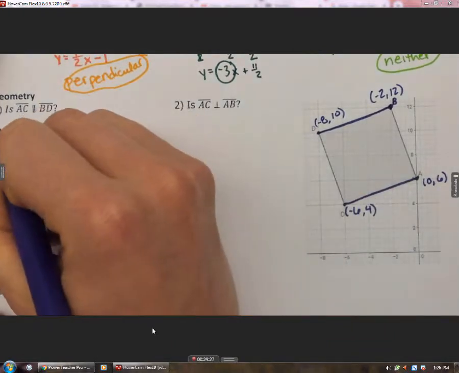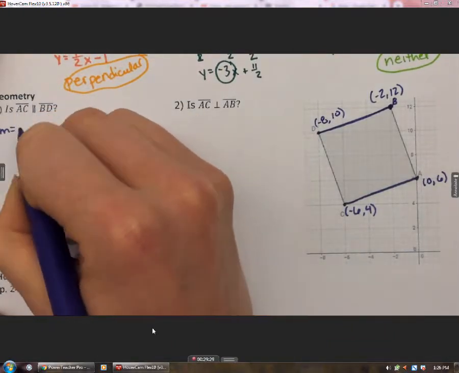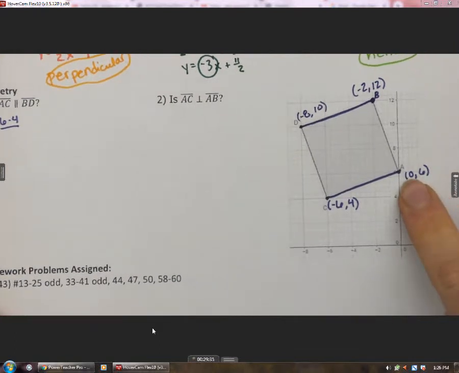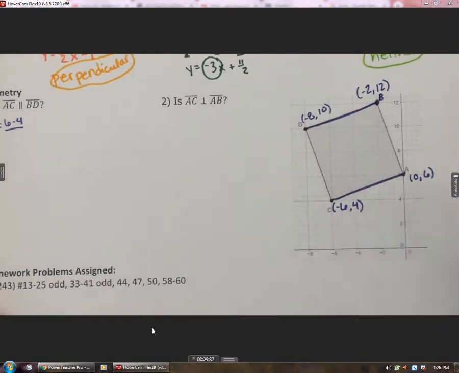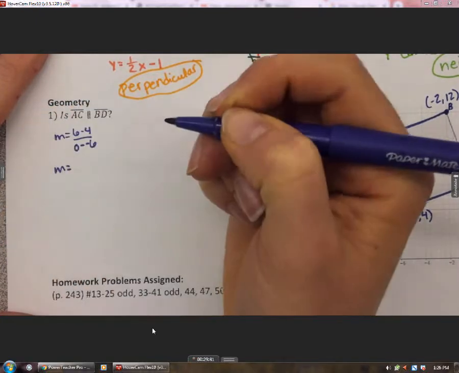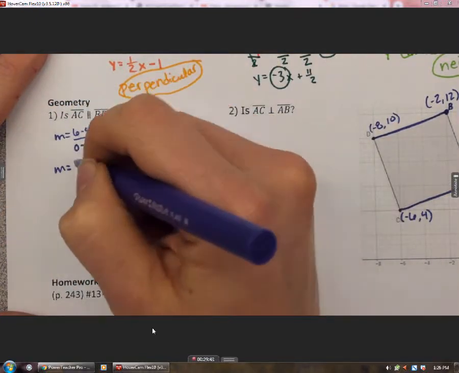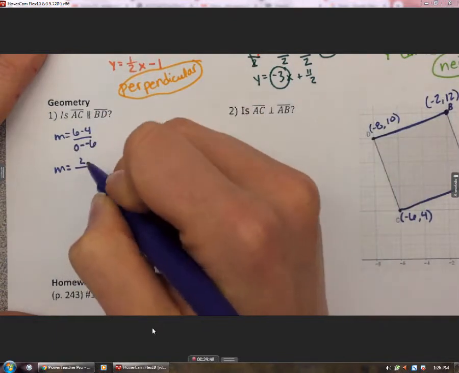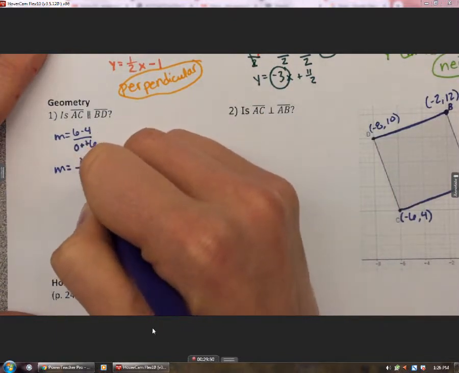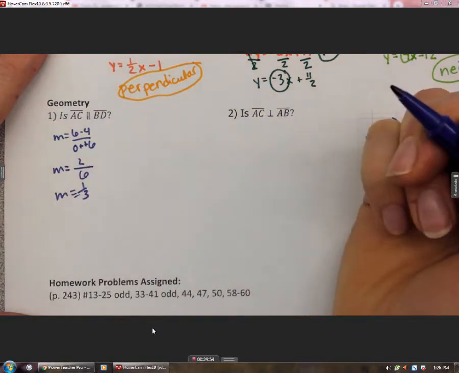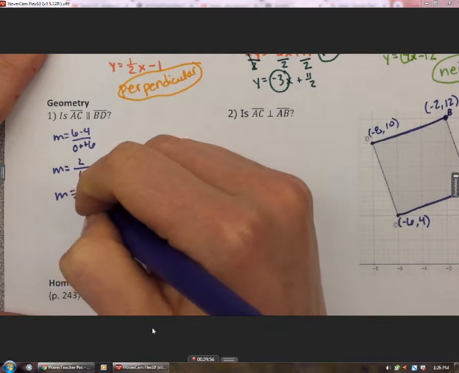So the slope of AC would be 6 minus 4, y2 minus y1, over x2 minus x1, so 0 minus -6. 6 minus 4 is 2. 0 minus -6 is, this is a plus, so it'd be 6. So m is 1/3. If they're parallel, these should be the same.